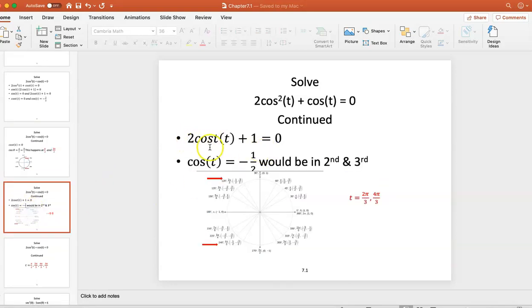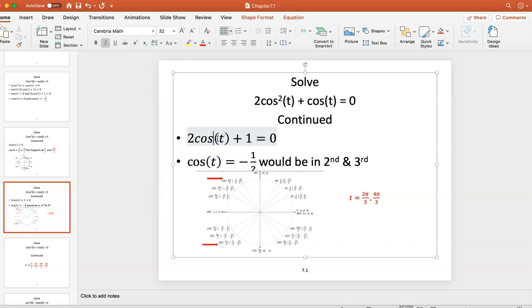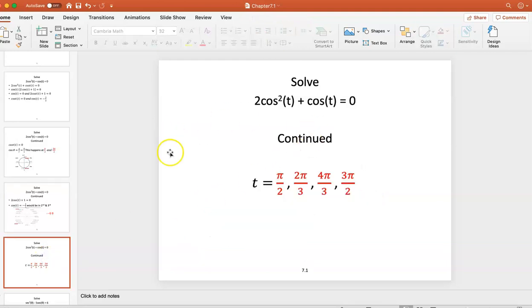The other factor was 2 cosine t plus 1. So that would be cosine t equals negative 1/2, and that would be in the second and third quadrants. Where it's negative 1/2, you can see that's 2 pi over 3. Down here where it's negative 1/2, the cosine basically is your x value here. It would be at 4 pi over 3. Your references are pi over 3, so pi minus pi over 3 and pi plus pi over 3. Here's your complete solution: pi over 2, 2 pi over 3, 4 pi over 3, and 3/2 pi.